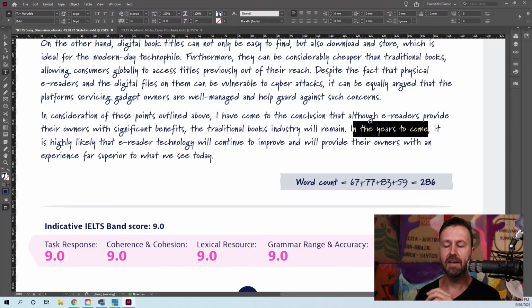Now, in terms of word count, the normal word count I try to hit is 70, 75, 75, 60. Here we've got 67, 77, 83, 59. We've hit 286. 286 for me is a pretty good length. You don't want to write over 300. That's just too many words, but you don't want to write under 250. So 286 for me is a great length.